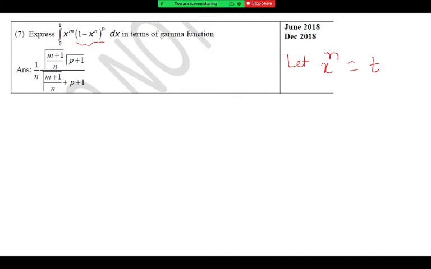So if that is the value of x raised to n, then x becomes t raised to 1 by n. Then the value of dx will become 1 by n t raised to 1 by n minus 1. Is it okay?